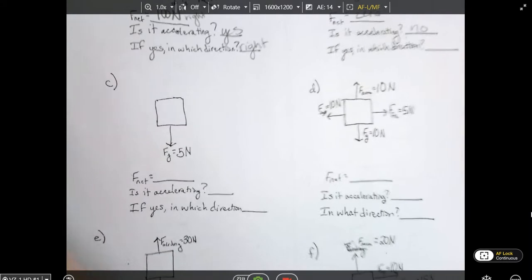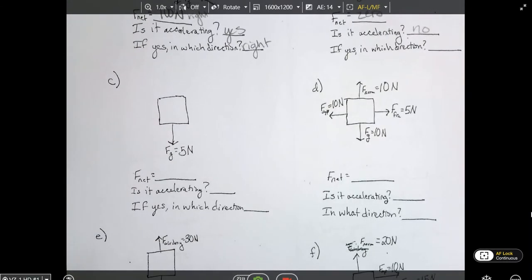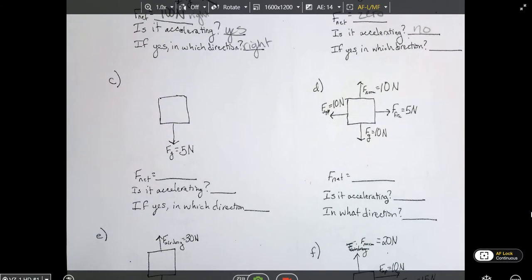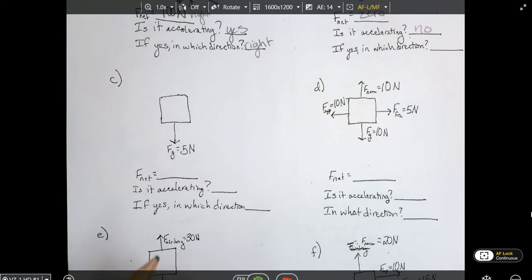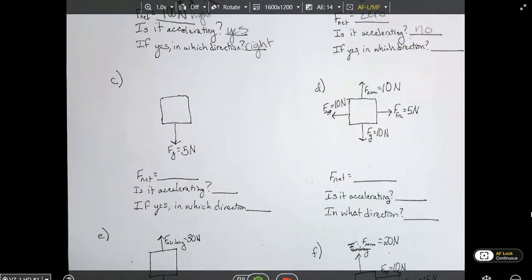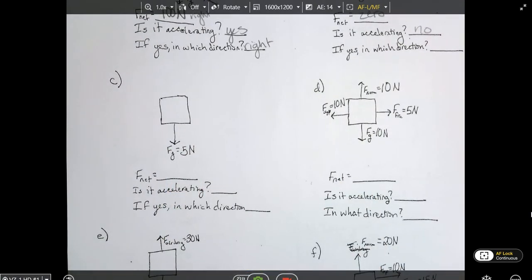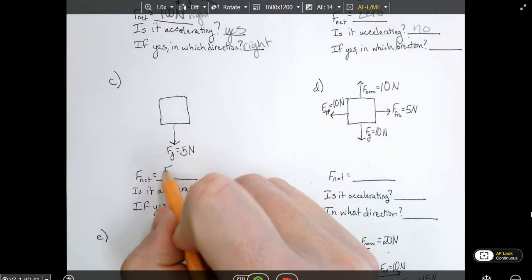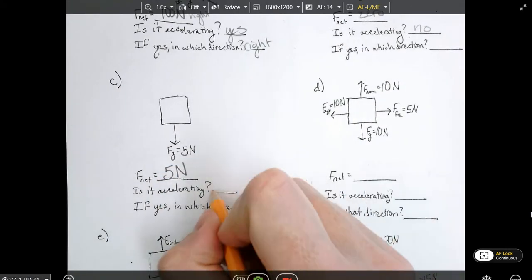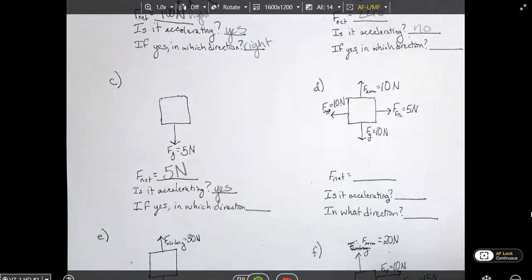Let's look at letter C. This would be a free-falling object. Only gravity is acting on it. So what's the net force? Well, nothing cancels out. There's nothing to cancel out gravity. And so the net force is 5 newtons. And is it accelerating? Most definitely it is. It's accelerating down.